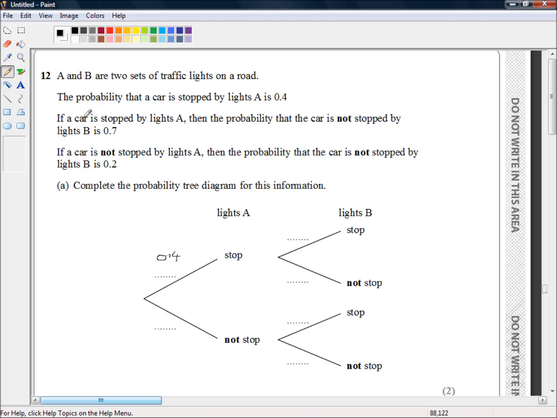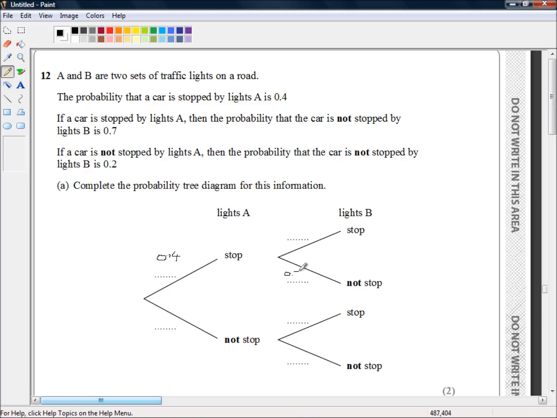Okay, so if a car is stopped by lights A, then the probability that the car is not stopped by lights B is 0.7. So to try and understand that, if the car is stopped by lights A, so that's up here, then the probability that the car is not stopped by lights B, so that's down here, is 0.7.